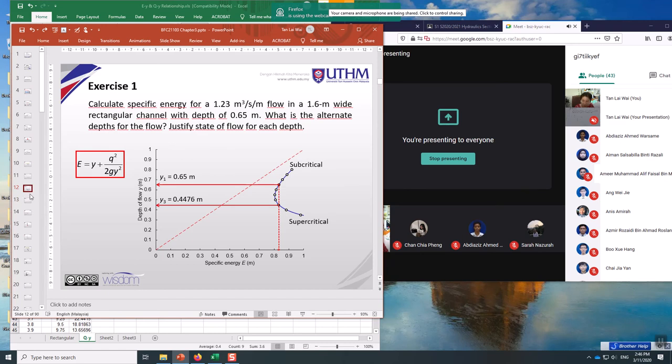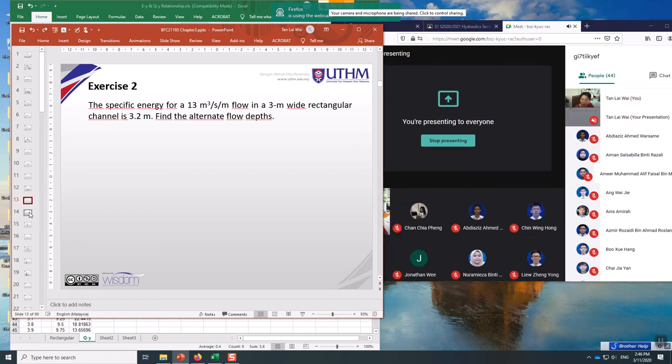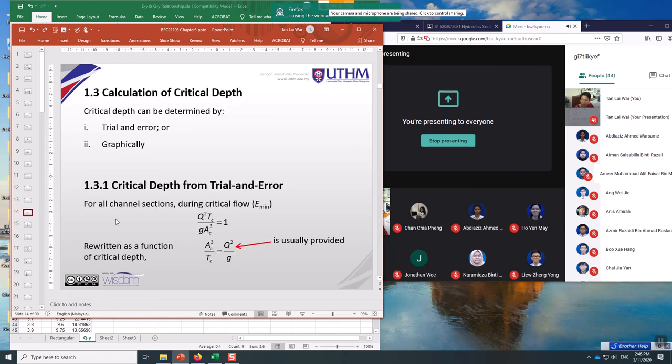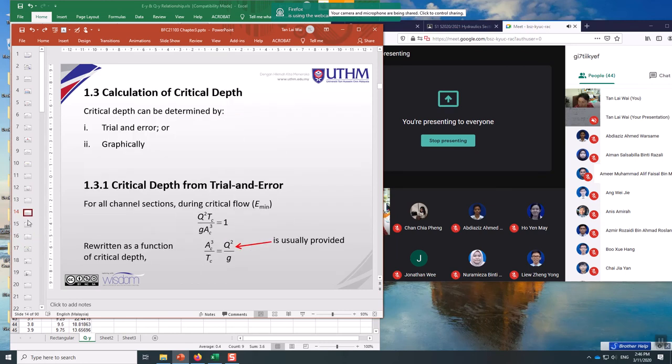Tomorrow I will give all the solutions. Tomorrow, and then try this as well, because this is quite straightforward. I think today I'm going to go through just another few slides.